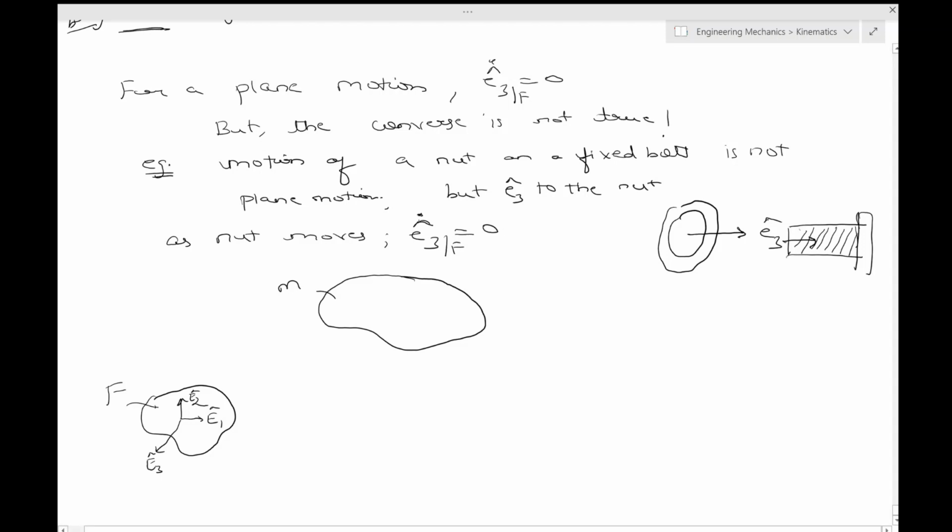Now let me draw the other coordinate system over here. Let me use this ink. Let me say that this is the point, and this is E1 hat, this is E2 hat, and this is E3 hat. This is point A. Let me just show that.